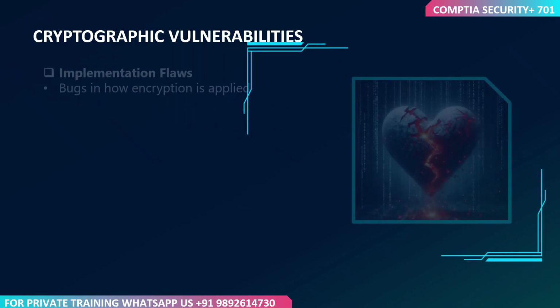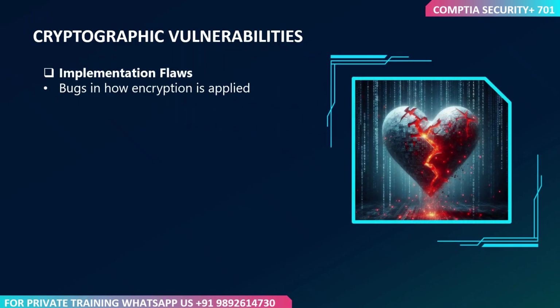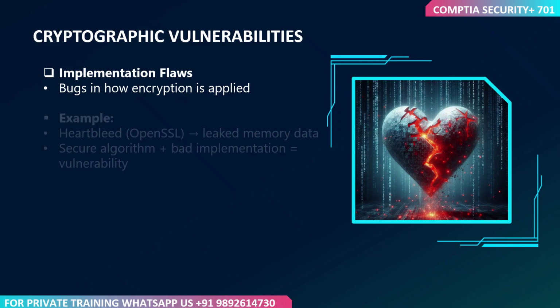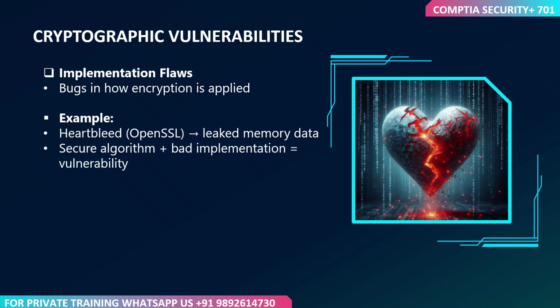Next, we have implementation flaws. These are bugs or mistakes in the code that uses encryption, not the algorithm itself, but how it's applied. A perfect example is the Heartbleed vulnerability. Heartbleed didn't break SSL encryption directly, but it allowed attackers to read memory from systems using OpenSSL, including sensitive data like private keys and passwords. It's a textbook case of good encryption ruined by bad coding.